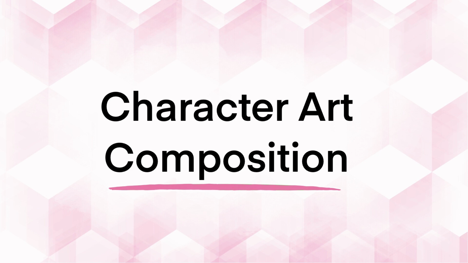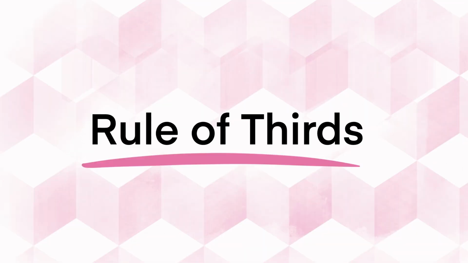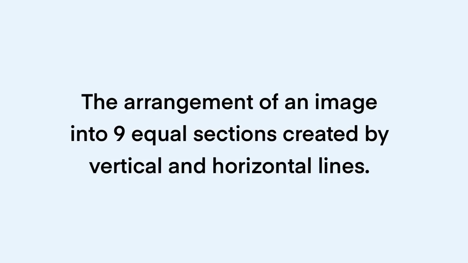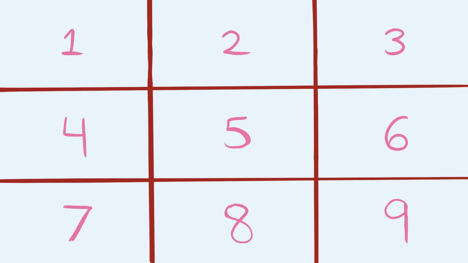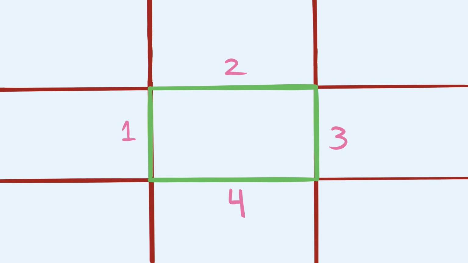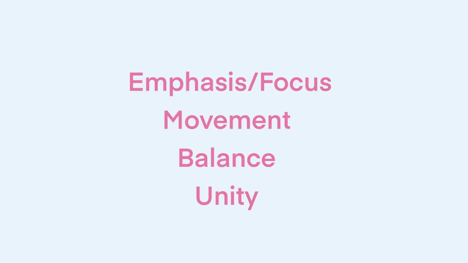Today we're talking about character art composition and the rule of thirds. The rule of thirds is the arrangement of an image into 9 equal sections divided by vertical and horizontal lines. To create the most compelling image, we want to place our character on one of the 4 intersecting points or lines in the middle box. The rule of thirds is used to create emphasis, movement, balance, and unity between the image subjects.